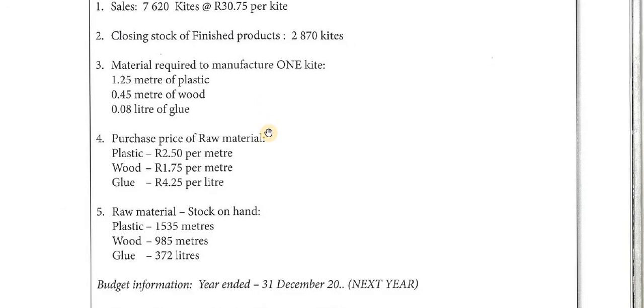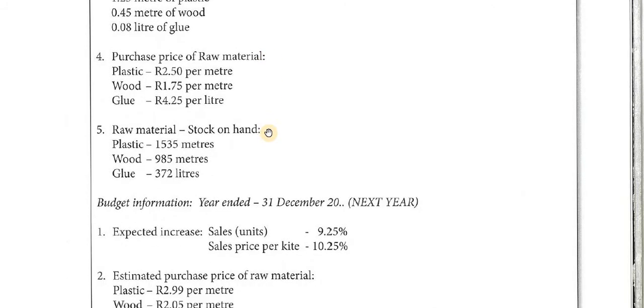Closing stock, we finished last year with 2,870 kites, and materials that we need to manufacture one kite is we need 1.25 meters of plastic, we need 0.45 meters of wood, we also need 0.08 liters of glue.